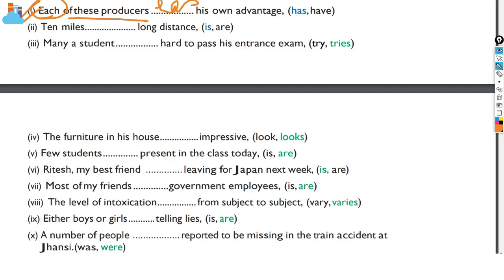Ten miles: we are talking about the distance, which is a single unit, and therefore what will come? A singular verb, therefore it will be is, not are. Ten miles is a long distance.